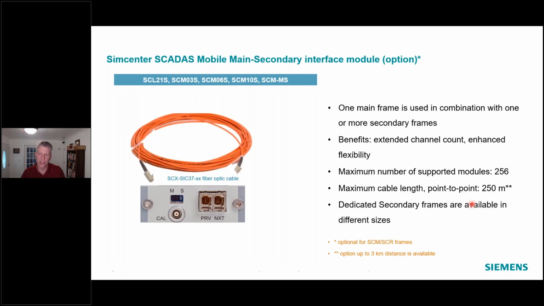One thing to be very clear, the SCADAS Lab comes with this built in, but for a SCADAS Mobile or a SCADAS Recorder, it's an option. It's something you do have to order from the factory. You can get it after a system is built. It's an easy module to plug in later on.